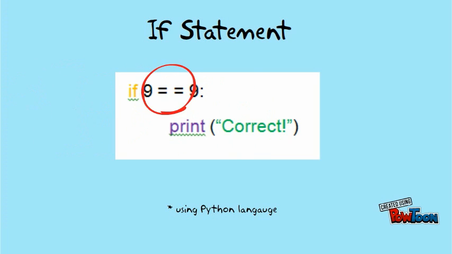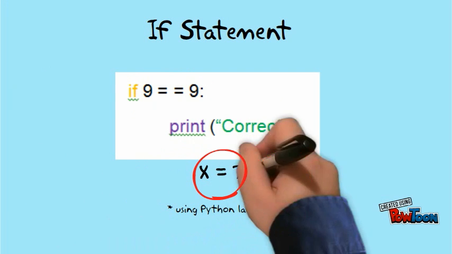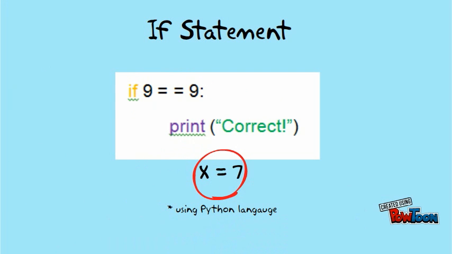Do you notice the double equal sign? The double equal sign checks to see if two values are the same or equal. A single equal sign assigns a value to a variable, like in x equals 7. And the word print, well, it doesn't really print. It just means to display a word or an action.